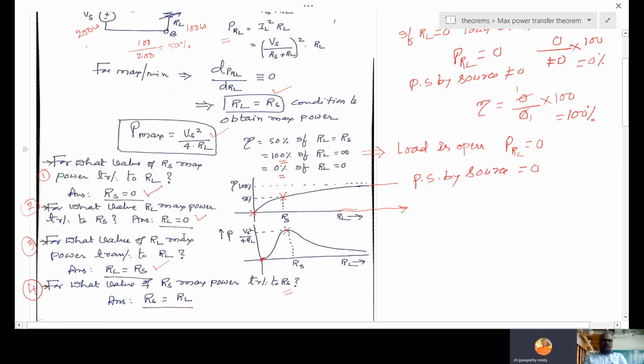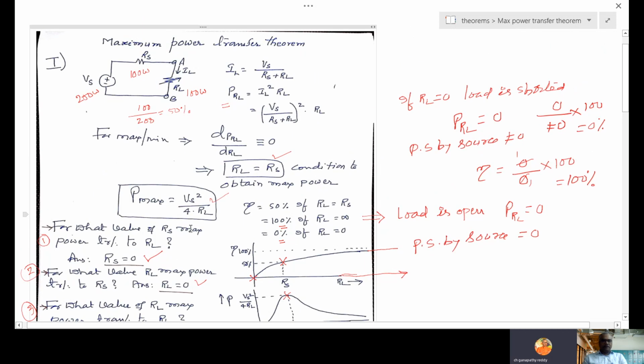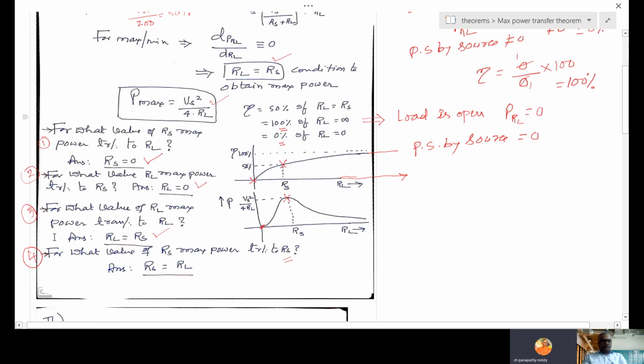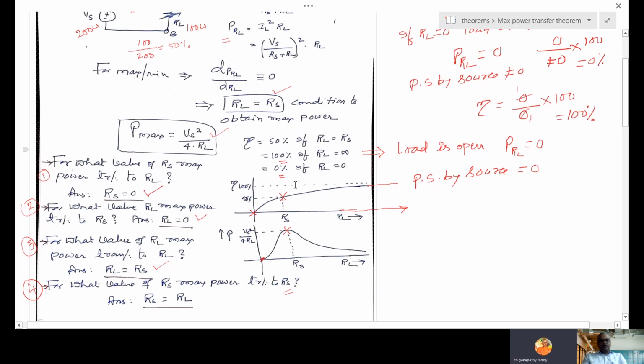So in a short way, how can you remember? If RS equal to 0, maximum power transfer to RL. If RL equal to 0, maximum power transfer to RS. If RL equal to RS, maximum power transfer to RL. If RS equal to RL, maximum power transfer to RS. So these are the four conditions, and these four conditions are important.